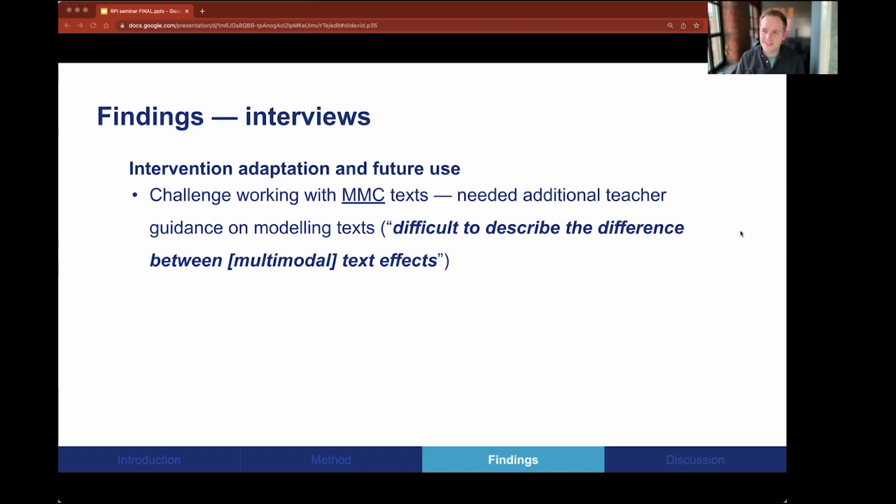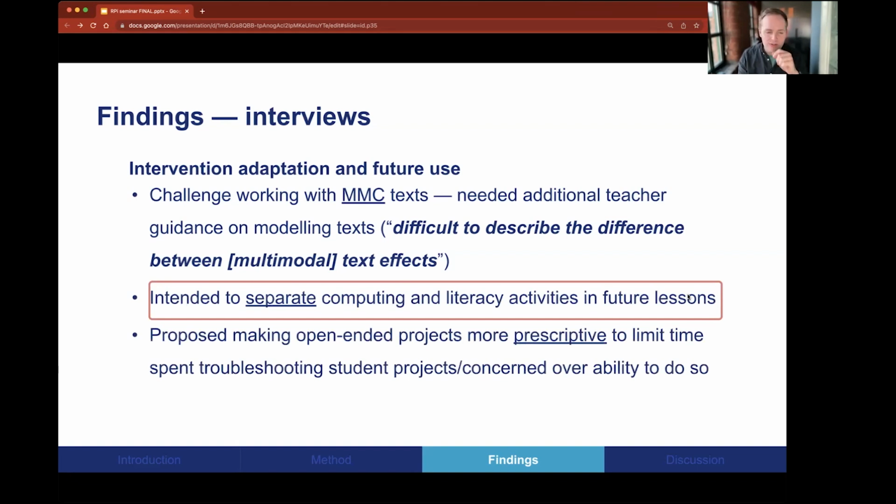There was a need to create additional teacher structures and sample texts and things like that in order to give him that scaffolding that he needed in order to teach these activities and to talk to students about the affordances of multimodal text effects or whatever. So that was an additional requirement, and that was a kind of iteration made throughout.